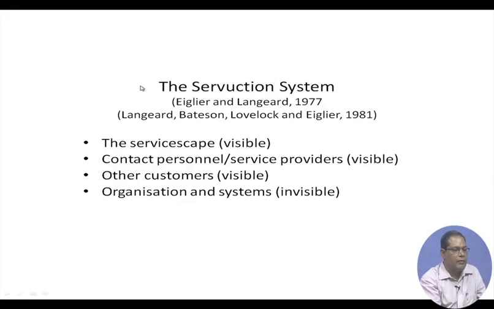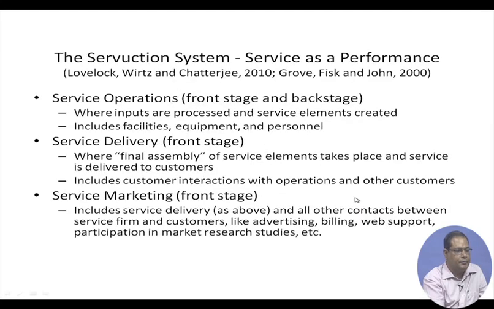Then we come to the serve-function system. So, this serve-function system was written about by Eiglier and Langeard, Bateson, Lovelock and Eiglier in 1977 and 81 respectively, and the constituents are the Servicescape, which is visible, the contact personnel or service providers, that is also visible, other customers who are also visible, but the organization and systems which are invisible. This is the serve-function system. So, this serve-function system is understood as service as a performance.